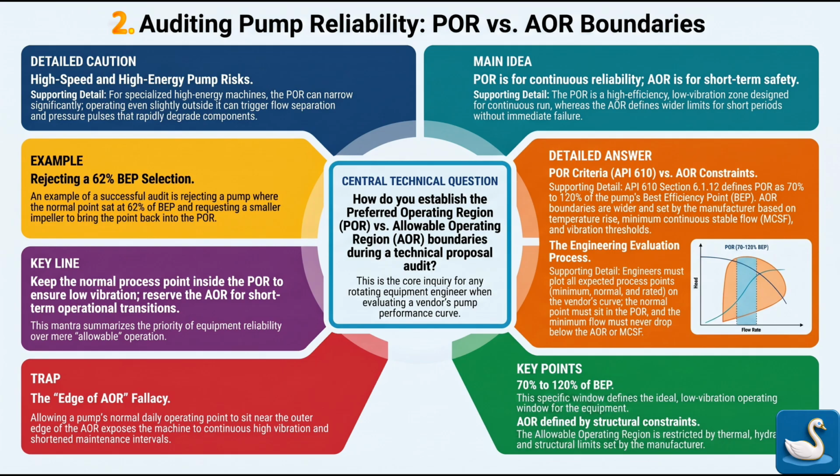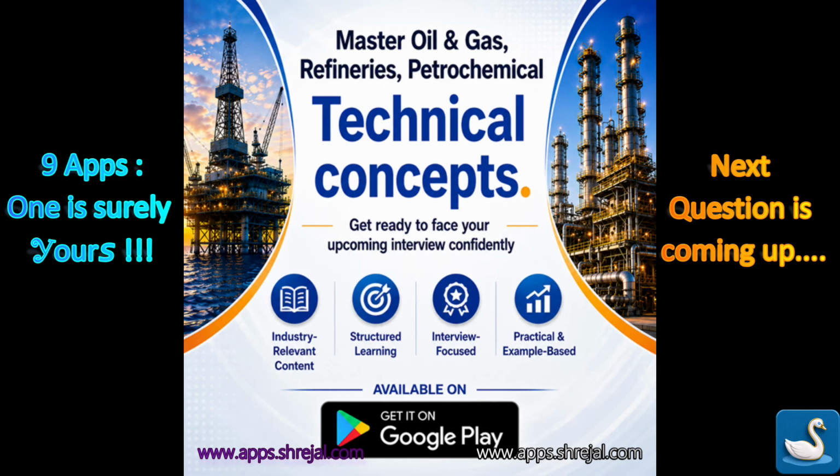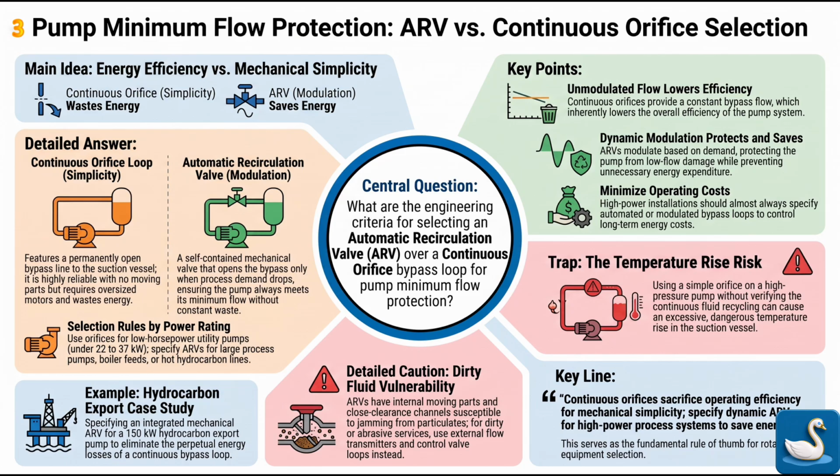Operating efficiently under normal conditions is expected. But refineries face anomalies. Process demands drop. Valves close. The system must protect itself. Next question regarding minimum flow protection.